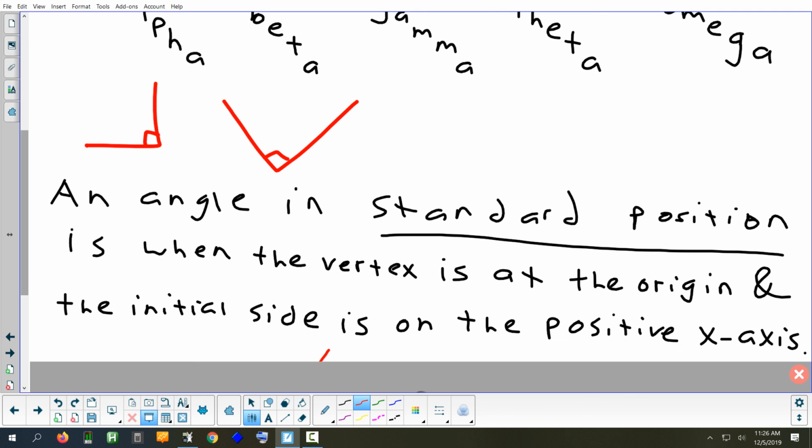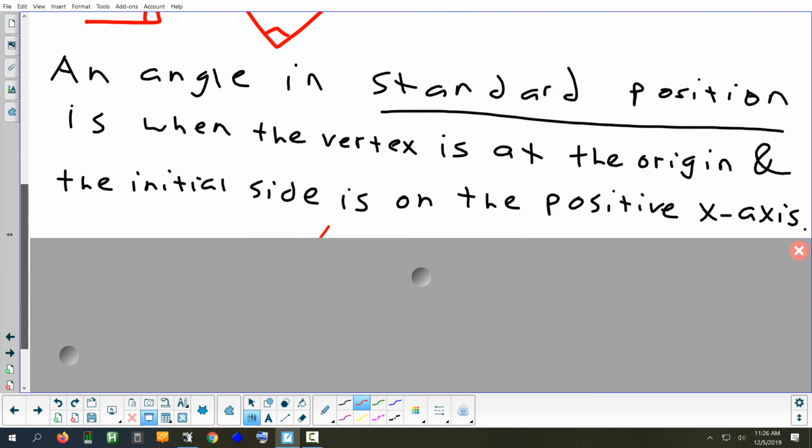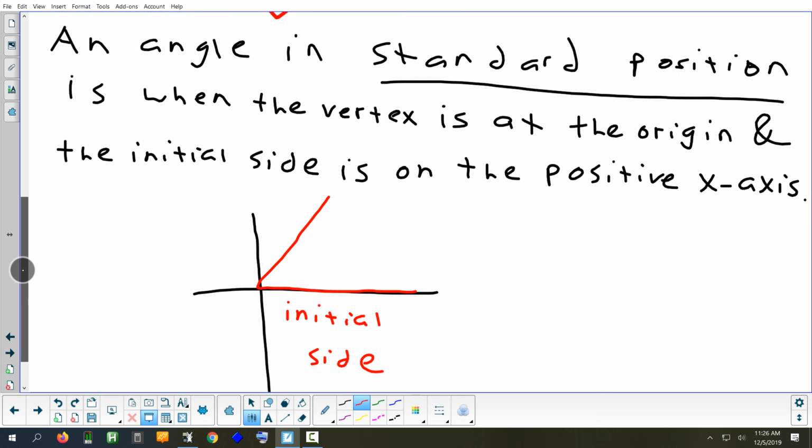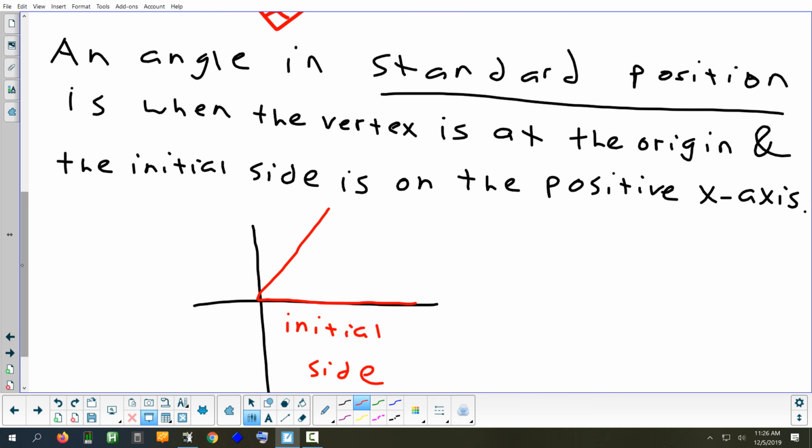So, if you draw an angle in standard position, you have to do two things. If you have an XY axis, put the vertex right at the origin, and put the initial side on the positive x-axis. So there's an angle in standard position. Initial side is on the positive x-axis, vertex right on the origin.